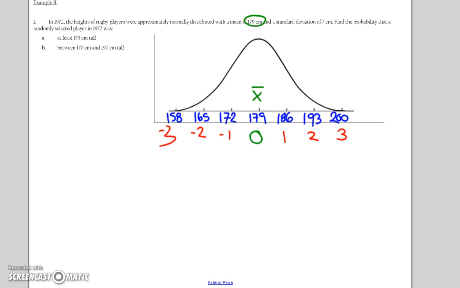175 centimeters tall, at least. So if we wanted to try to figure out what this is going to be, 175, roughly marking it on my diagram, is going to be right around there. And then I said draw a vertical line. Now this is a right-tailed problem because it's going to continue onwards and onwards, upwards, and so on from there.